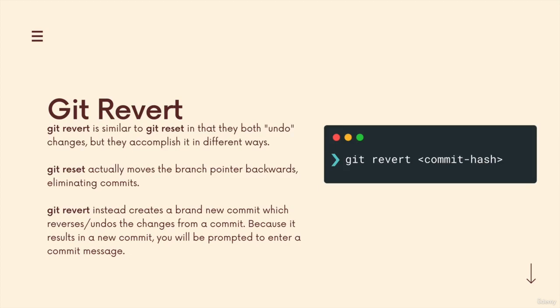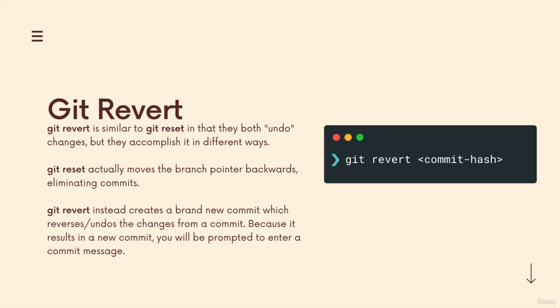So both revert and reset will undo changes from a commit, but the way that they accomplish it is different. As we saw with reset, reset removes commits entirely and it moves the branch pointer backwards as if those commits never occurred. They never existed in the first place.